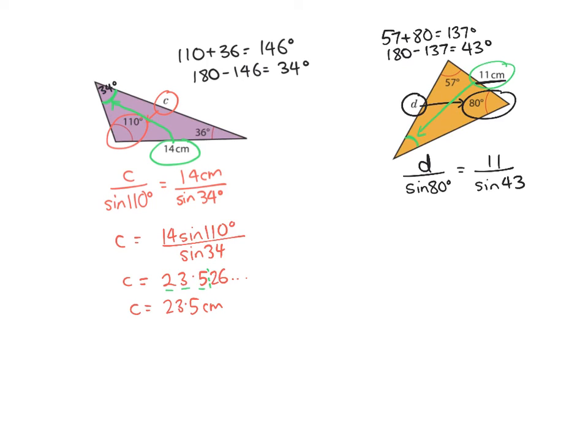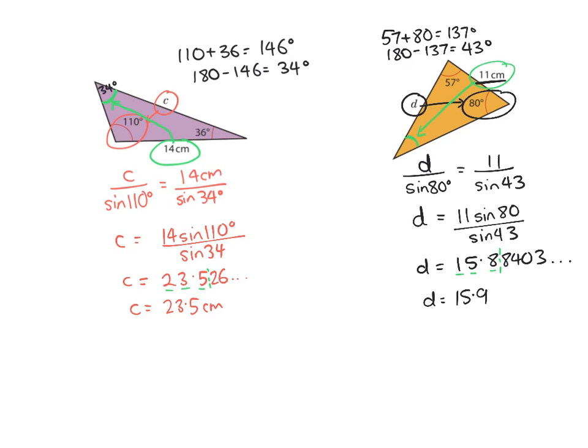Again, we'll just rearrange the equation. So D's being divided by sine of 80 degrees. So we'll multiply both sides by sine of 80. So we have D is equal to 11 times by sine 80 divided by sine 43. And that will give you that D is equal to 15.88403, on and on and on. And to three significant figures, 1, 2, 3. It's an 8 here after the 8, so that means it's going to round up. So D is going to be 15.9 centimeters to three significant figures.